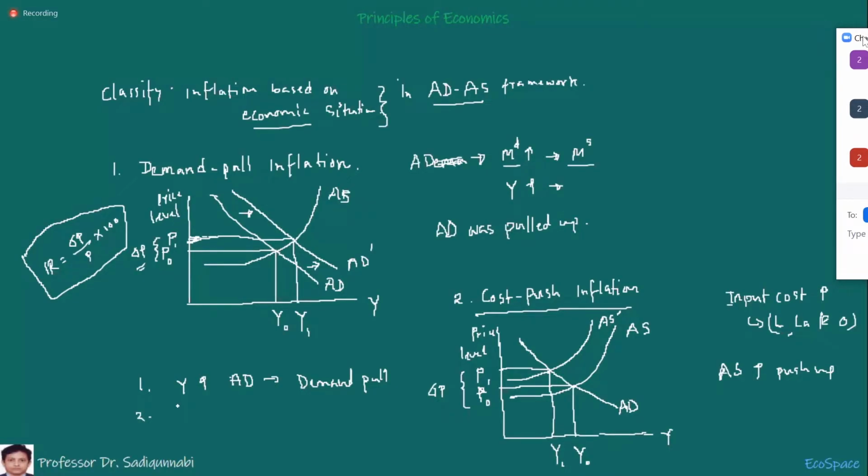And number two is income decreases if we base AS. That means cost push inflation. Cost push inflation. Okay. All right.